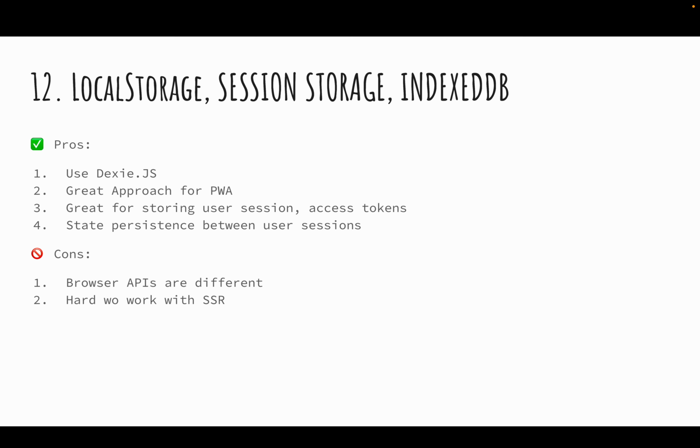So some items that you, for example, can create in your application, some product list, some modifications, and you can use these storages for building such stuff. It's great for storing user session access tokens, and it's great for state persistence, and IndexedDB is especially great for storing big amounts of data, like long arrays, like lots of objects. It's like a real database that you can work with.